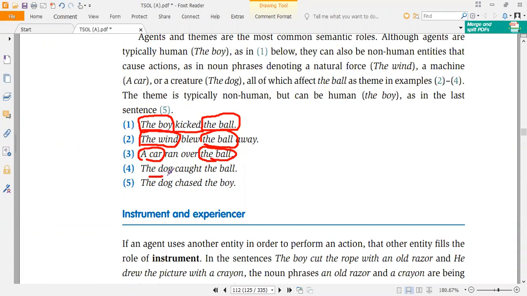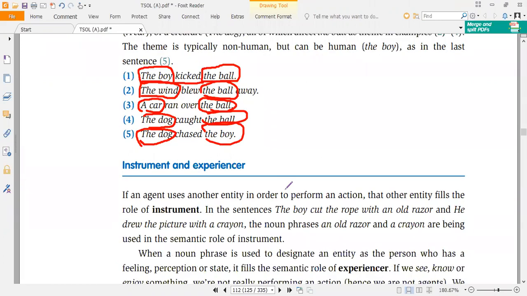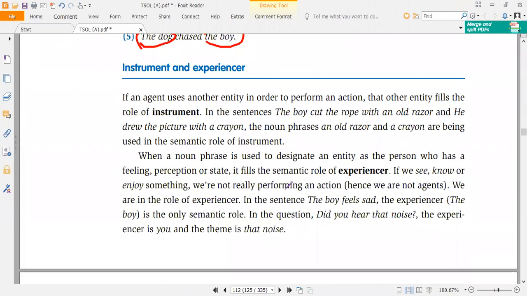The dog caught the ball. Dog is the agent, while the ball is theme, right, or patient. Similarly, the dog chased the boy, so the dog here is the agent, while the boy is the theme. Got it? Yes, sir. Excuse me, sir. Again, question, sir. Yes.